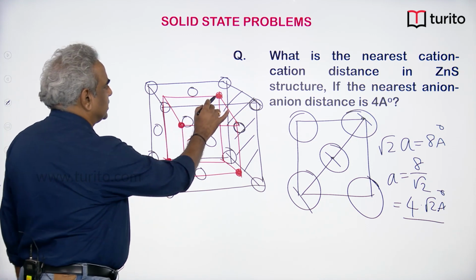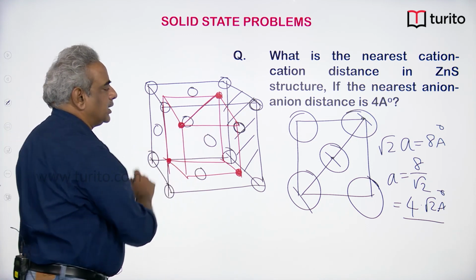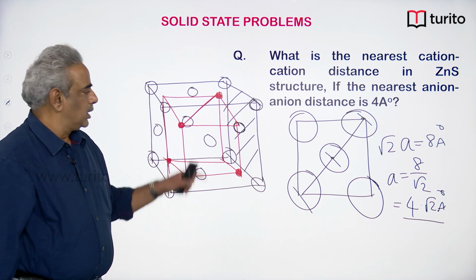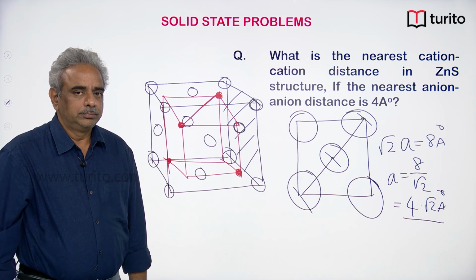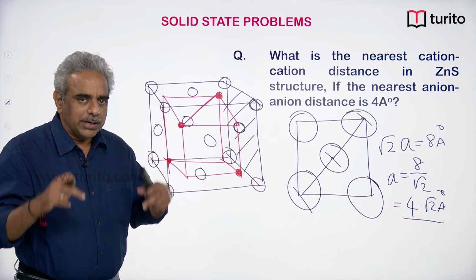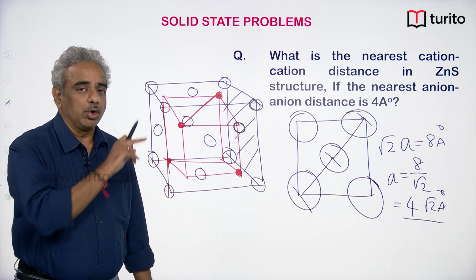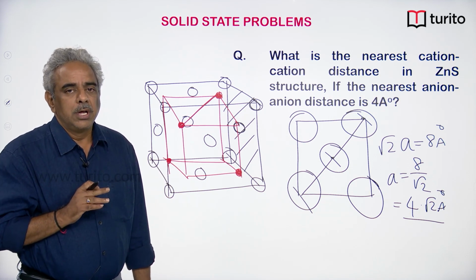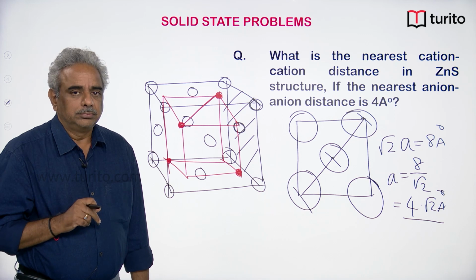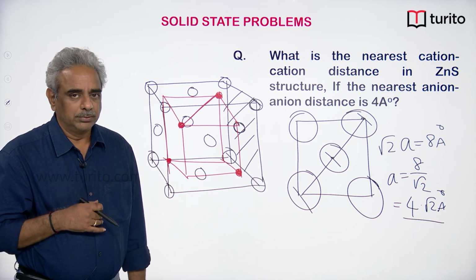Now, we want this distance, the nearest cation distance. What is it? It is the face diagonal of the inner cube. If you add up all the tetrahedral voids in a face centered cubic unit cell, this is wonderful information, you will get another cube.